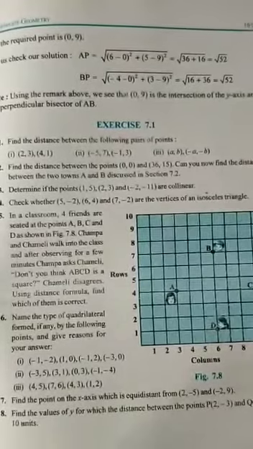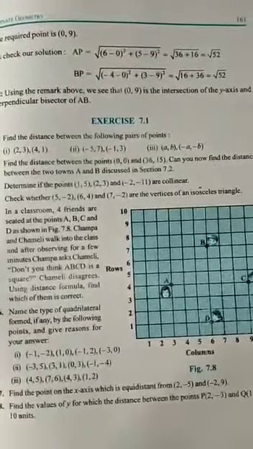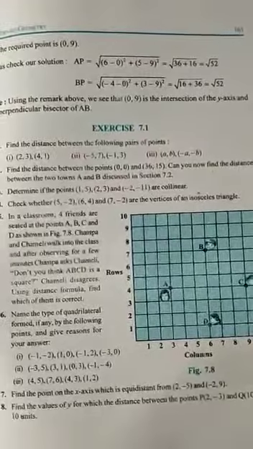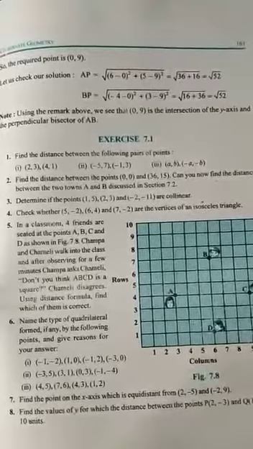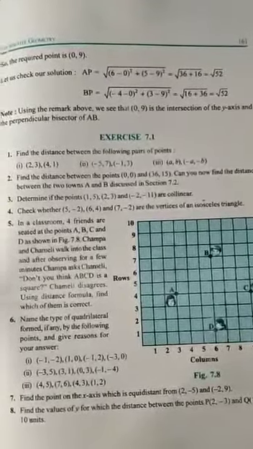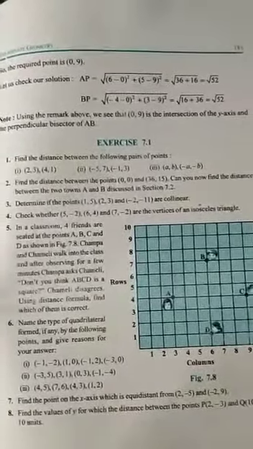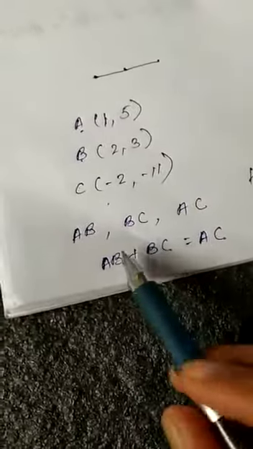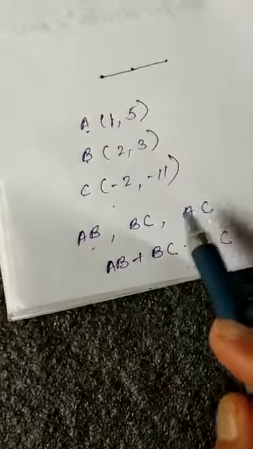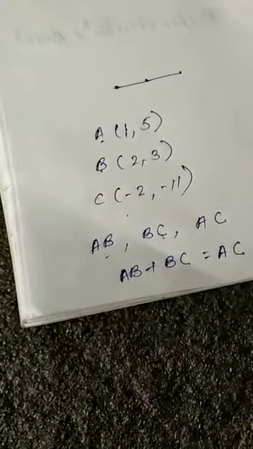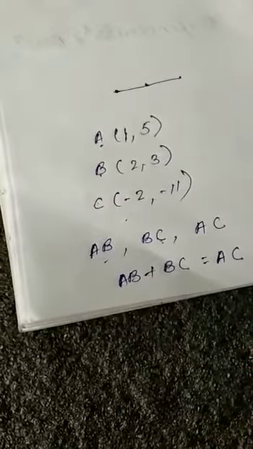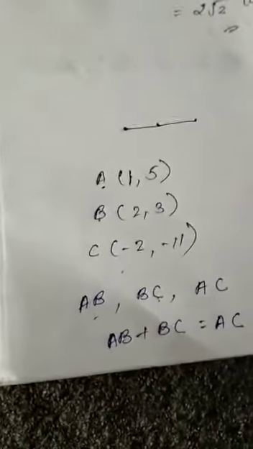And next is, check whether these are the vertices of an isosceles triangle. So three points are given to you. Now how can you say it is an isosceles triangle? It's very simple. Isosceles triangle means the triangle with two sides equal. So again it's simple, it's like this only. Three points are given, so you have to find this only: AB, BC, AC. And if you are getting two sides equal, then yes, it is the vertices of an isosceles triangle. If you are not getting equal, then no, it's not an isosceles triangle.